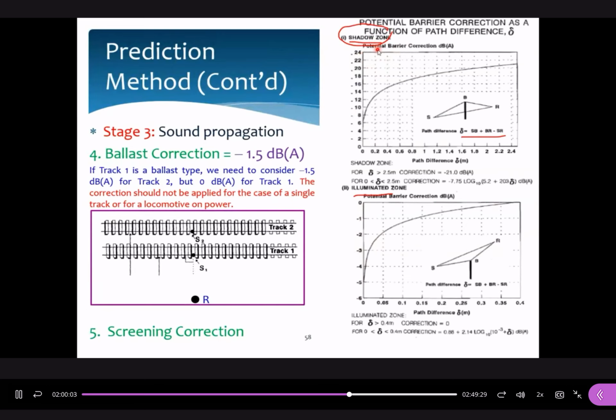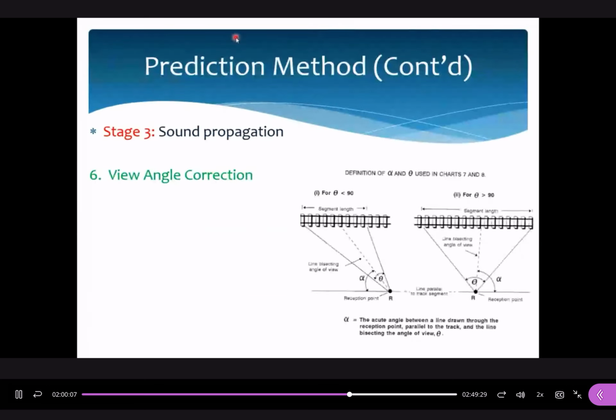Any problem? Okay, now we go to the rail angle correction. This is the last correction factor for stage number 3. We have two cases. For the first case, this is a rail track and this is the receiver. This is theta. Theta is the angle for this segment. If we need to consider this segment, theta is the angle.